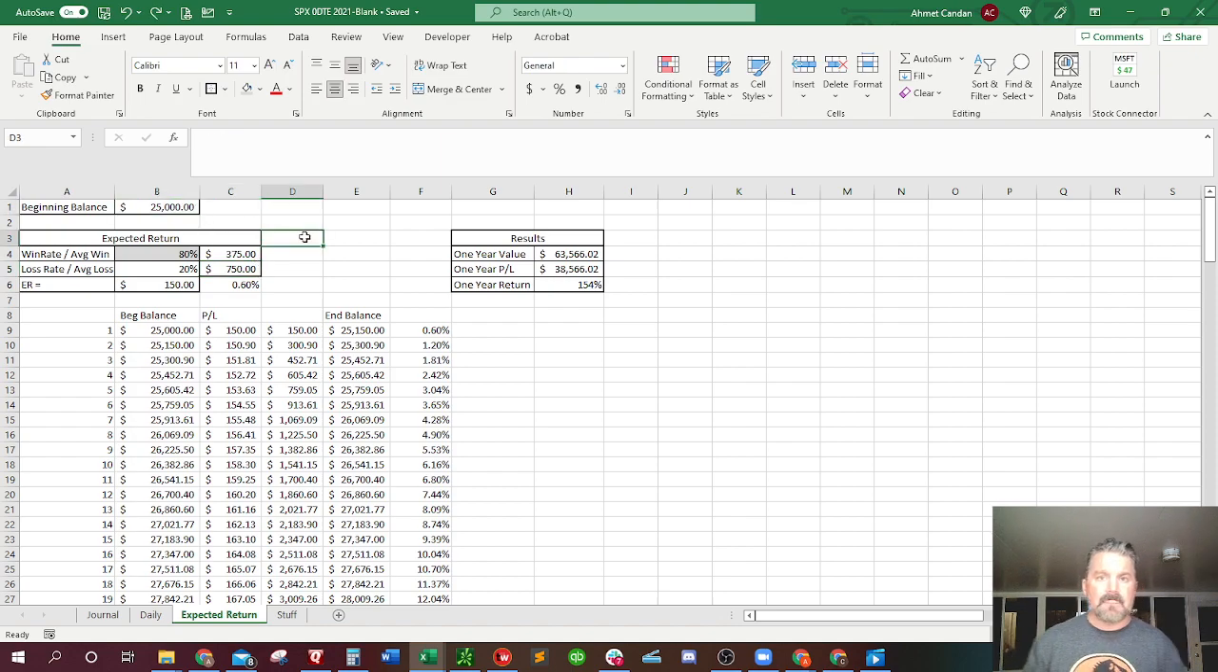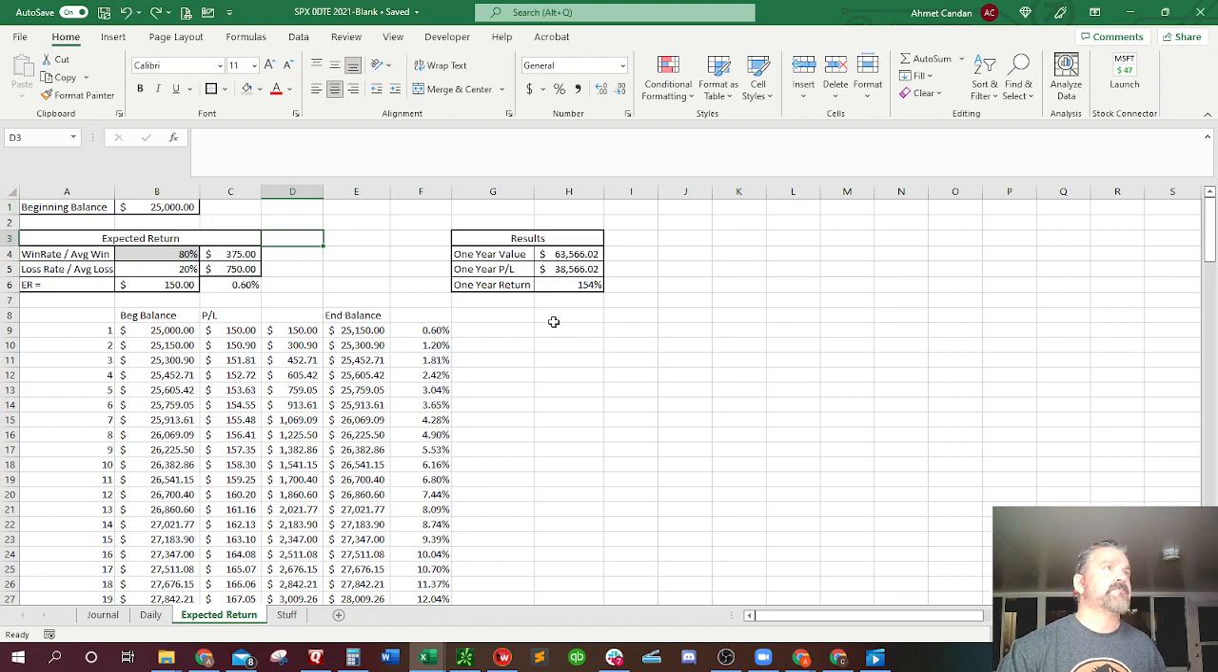So after however many trading days, I can expect a profit of $150 per day on average. So after 10 days, I should expect $1,500 in profit, which would be 0.6% per day. So that's how that works.